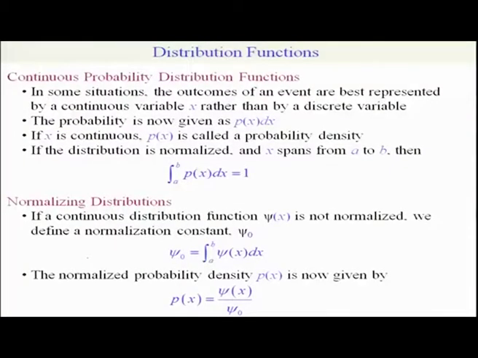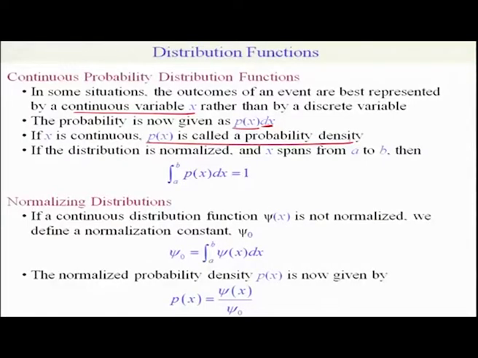For a continuous probability distribution function, which would be the case in many situations, this is usually where the system cannot be categorized into discrete events. In that case, we usually give a probability in a continuous form using a variable x. The probability in that case is p(x) multiplied by the differential element dx. If x is continuous, then we call p(x) the probability density.